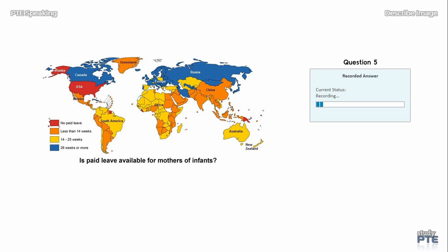The given image shows information about whether paid leave is available for mothers of infants. It also provides information in various categories such as Alaska, Canada, USA, Greenland, Europe, South America, Africa, and China. It is clearly visible from this image that Russia is shown by the blue color. On the other hand, Australia is shown by the yellow color. In conclusion, it can be stated that this image shows very crucial and interesting information about paid leave for mothers of infants.